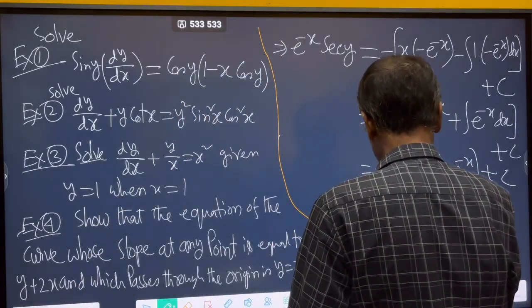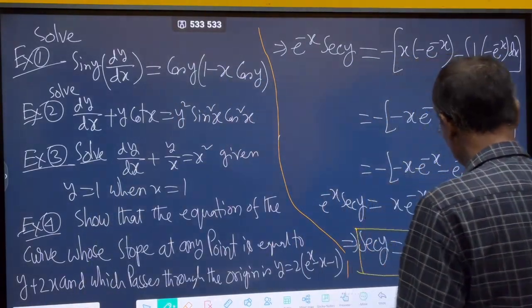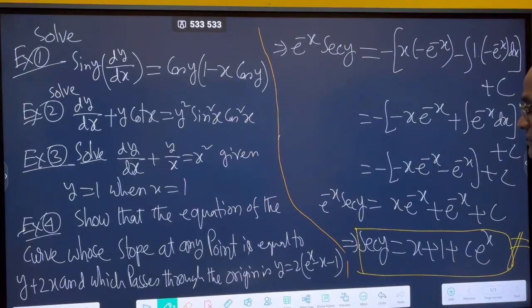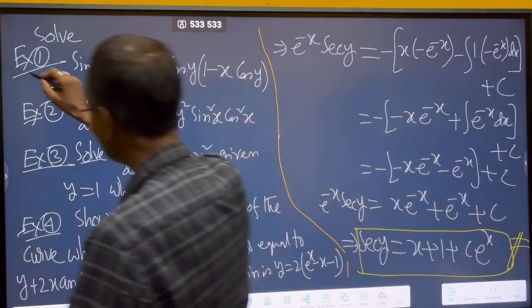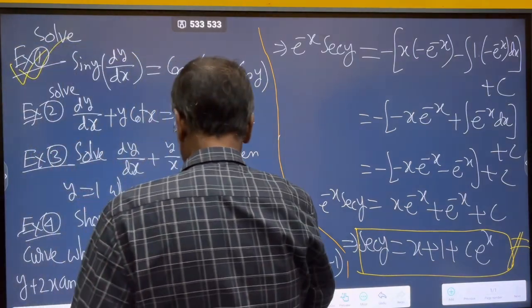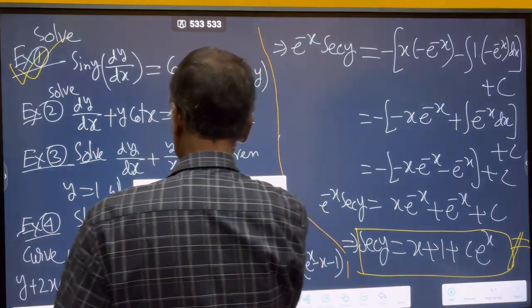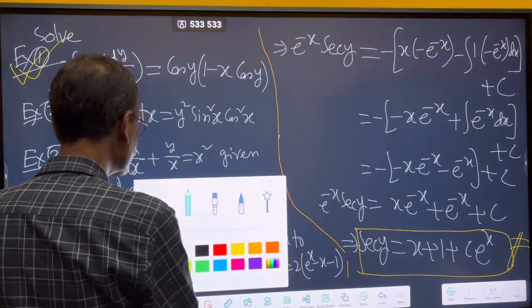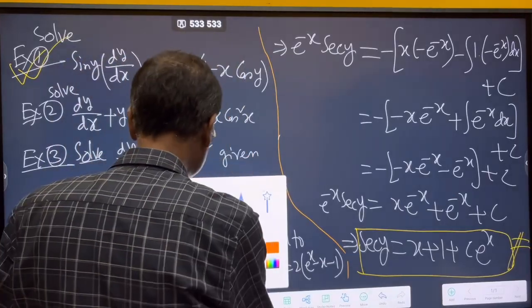This is the required solution. This is the answer. Now we have solved equation number 1. Let us come to solve number 2.